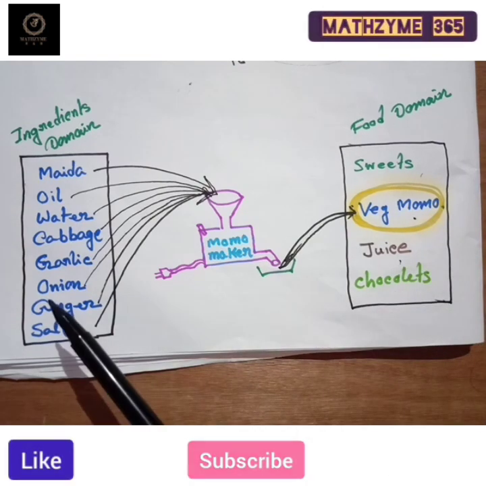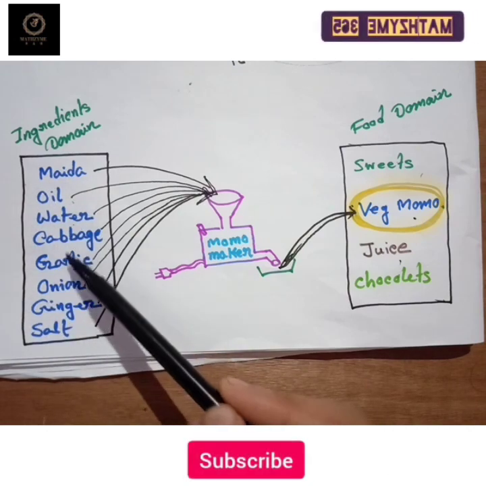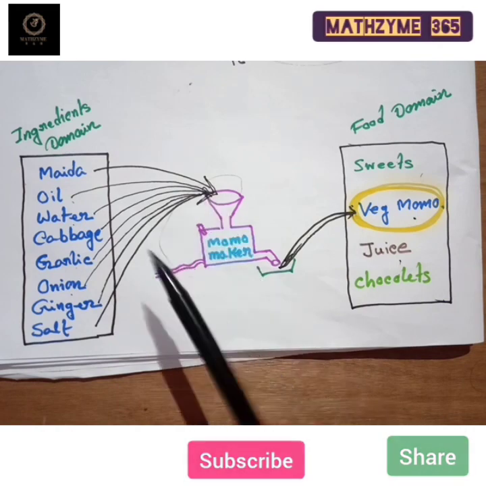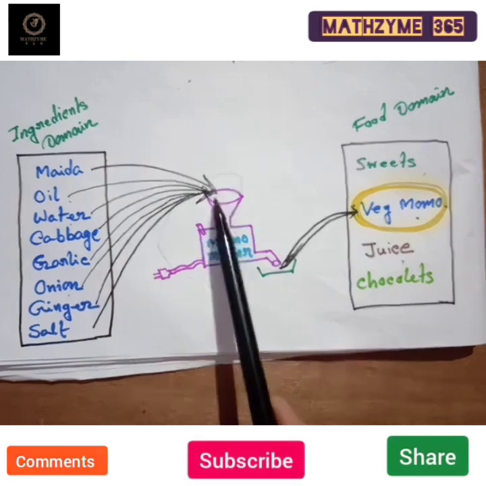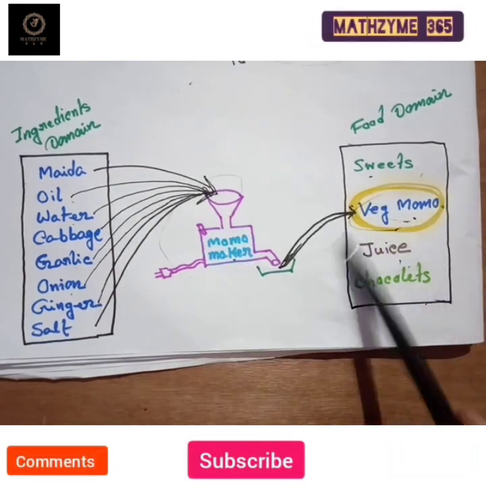And on the left hand side, you see the ingredients of our momos: maida, oil, water, cabbage, garlic, onion, ginger, salt, and here is the momo maker. Now what do you see? You see that maida, oil, water, cabbage, garlic, onion, ginger, salt are all poured into these machines, and you get only veg momos. You can't get sweets, juices, and chocolates. You only get veg momos.